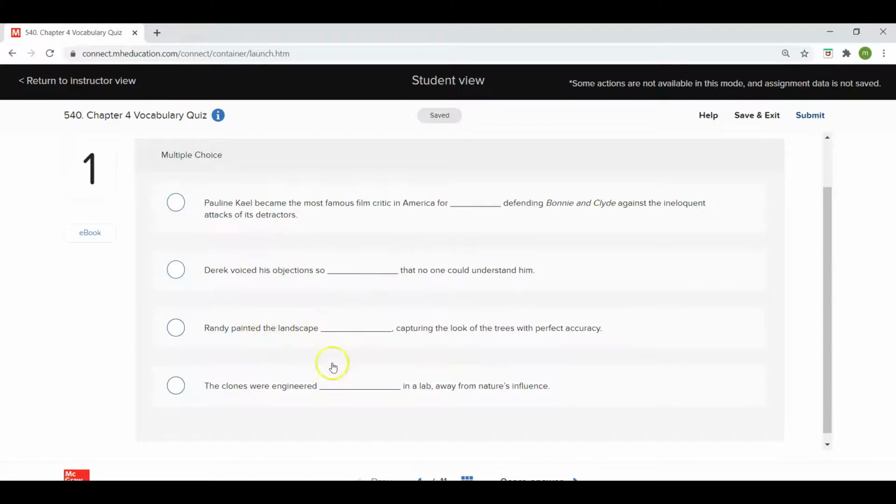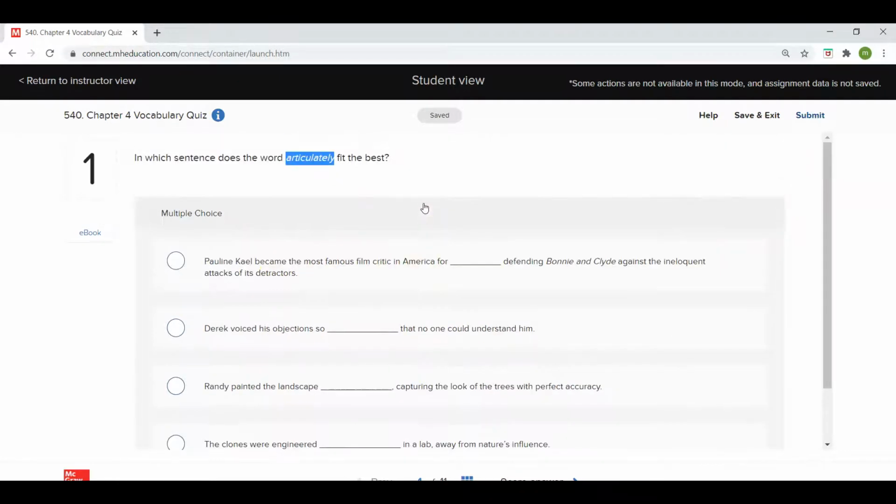So I know that one's not right. That one's not right. It's either this one or this one. And since it's something about, I think it's more about talking. The word articulately usually refers to talking.